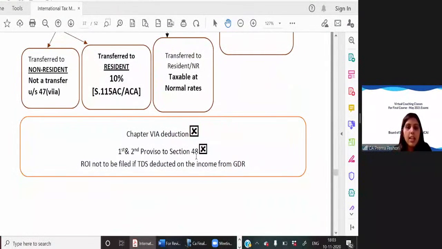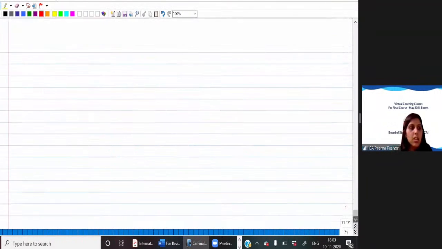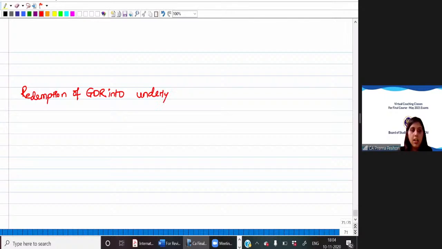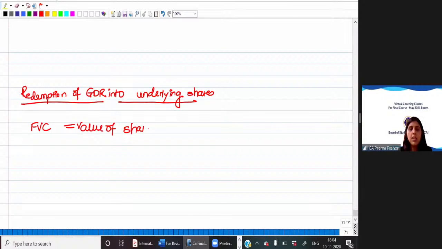Now, what is the procedure for that? Let's understand how exactly these ADR and GDR function. First of all, I'm talking about redemption of GDR into underlying shares. If you are redeeming the GDR and taking these underlying shares, then the fair value of consideration would be the value of shares, because you are taking up the shares by giving up the GDR. So the full value of consideration for the exchange of GDR would be the value of shares received.